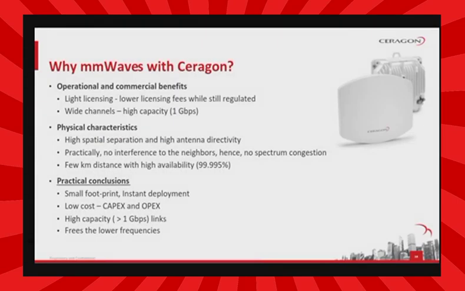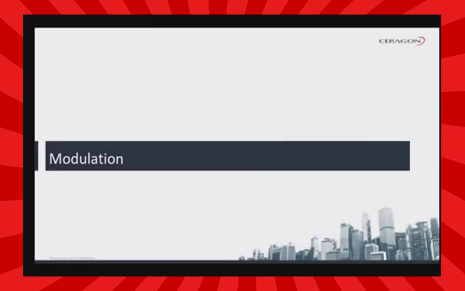This is why Ceragon uses millimeter wave products. Due to operational and commercial benefits: light licensing, lower licensing fees, while still regulated, wide channels, high capacity, 1 gigabit per second. Due to physical characteristics, high spatial separation and high antenna directivity, practically no interference to the neighbors, hence no spectrum congestion. Few kilometers distance with high availability, 99.995%.